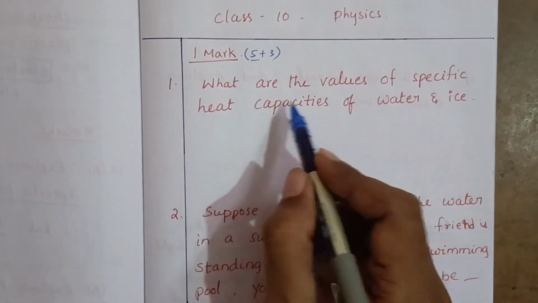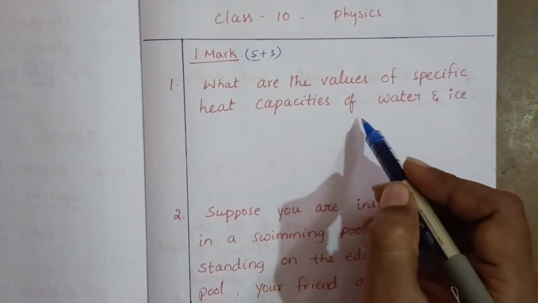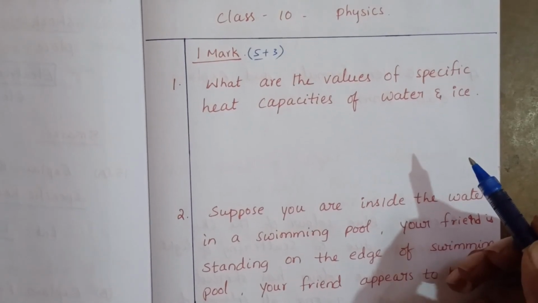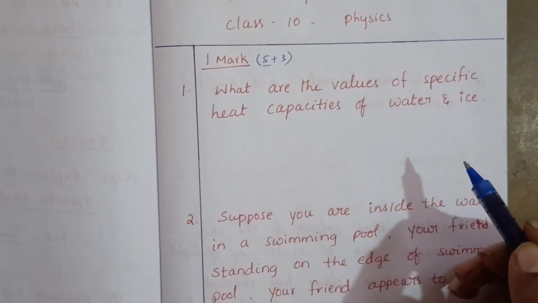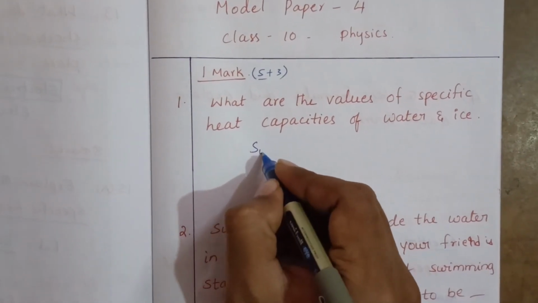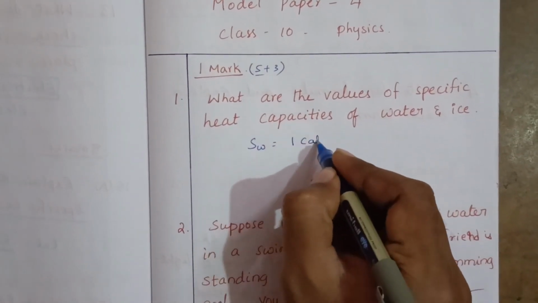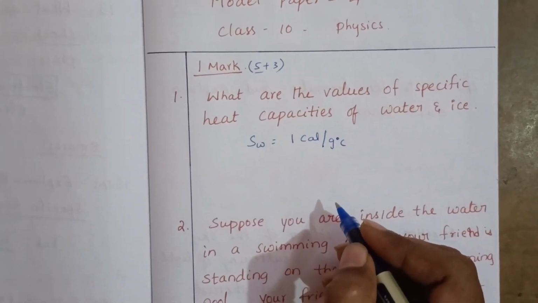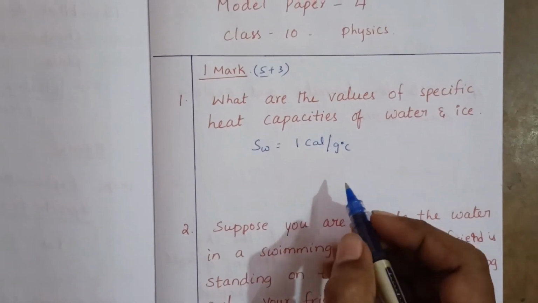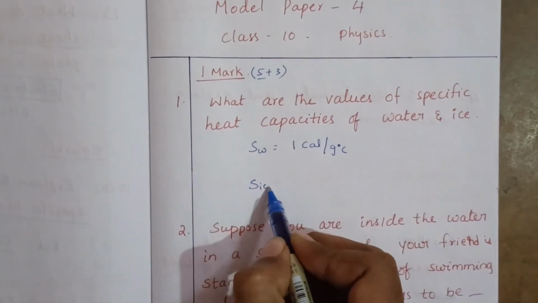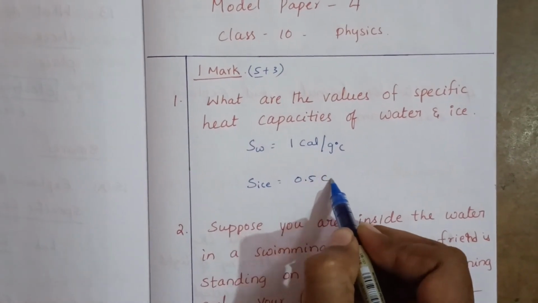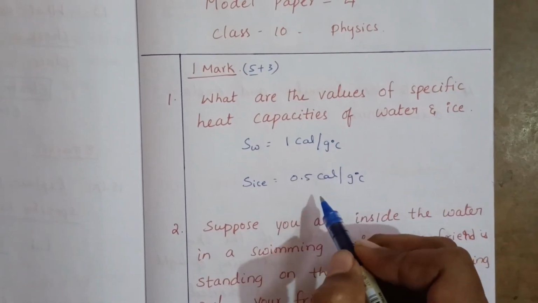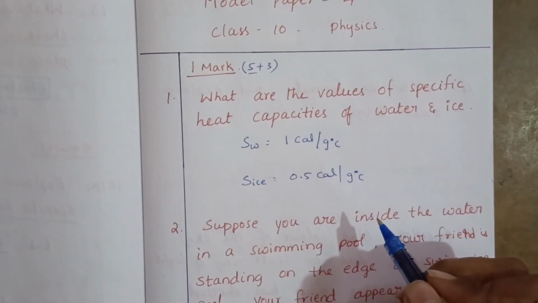The first question is, what are the values of specific heat capacities of water and ice? Specific heat of water is 1 calorie per gram degree Celsius. Specific heat of ice is 0.5 calorie per gram degree Celsius.